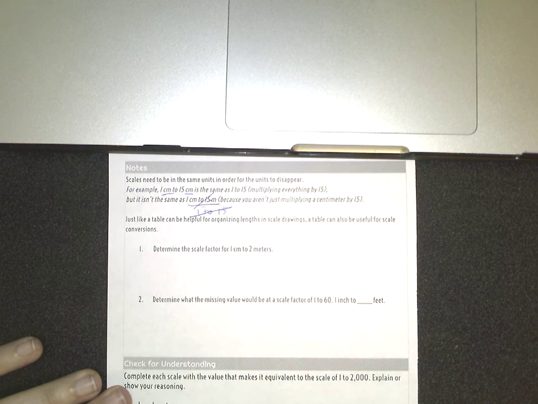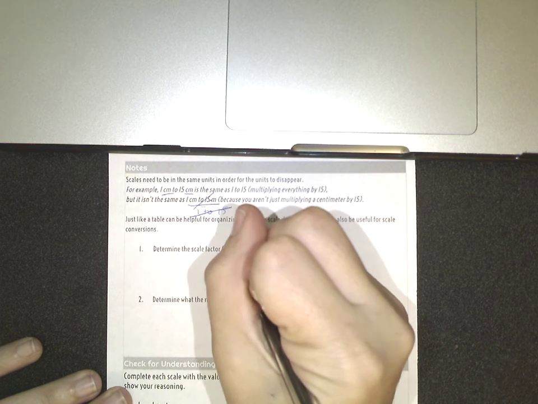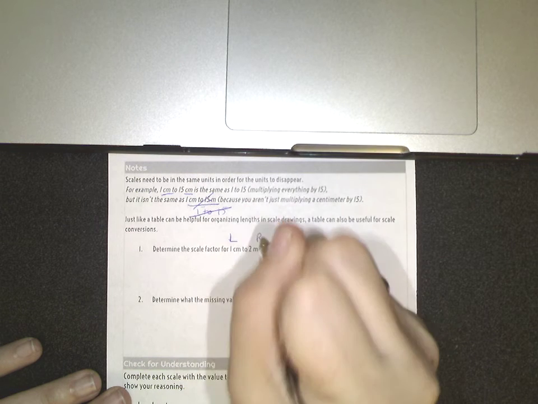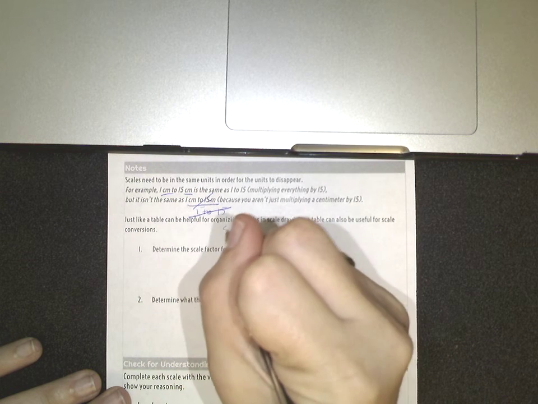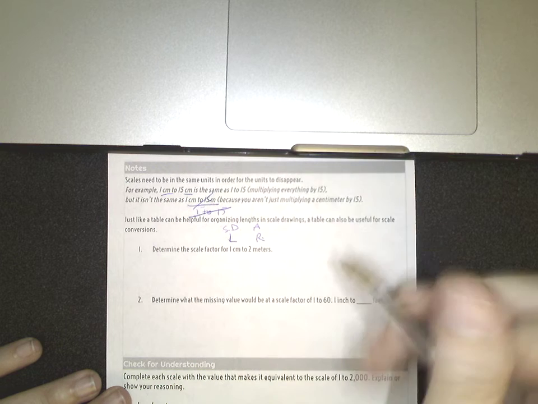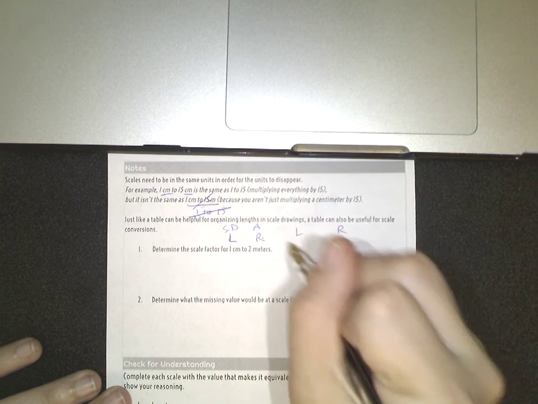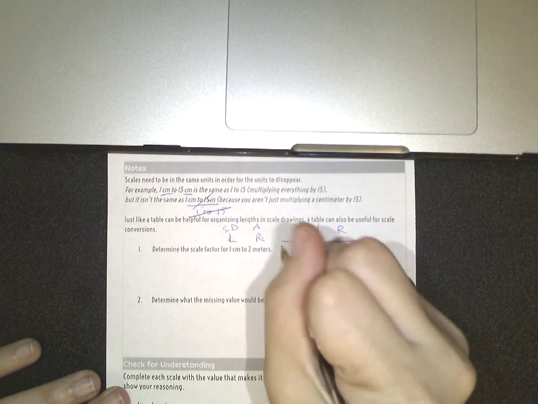If you have a scale factor of 1 centimeter to 2 meters, I'm going to label these as left and right. We could also label it as scale to actual, or scale drawing to actual, but I'm just going to label them left to right. So to get from the left to the right, we have 1 centimeter to 2 meters.